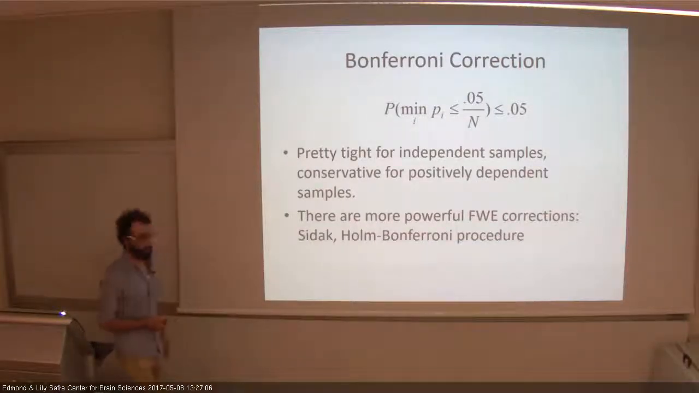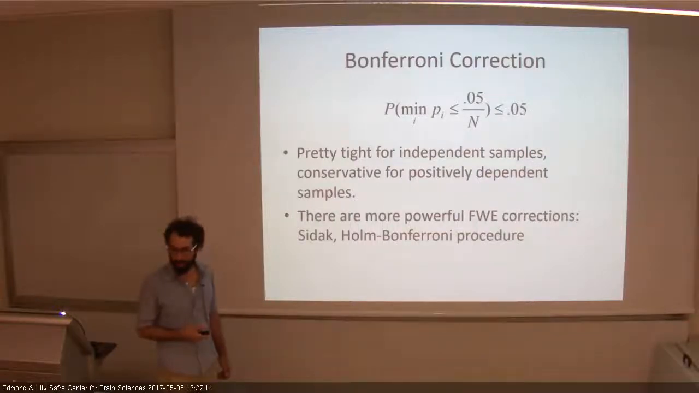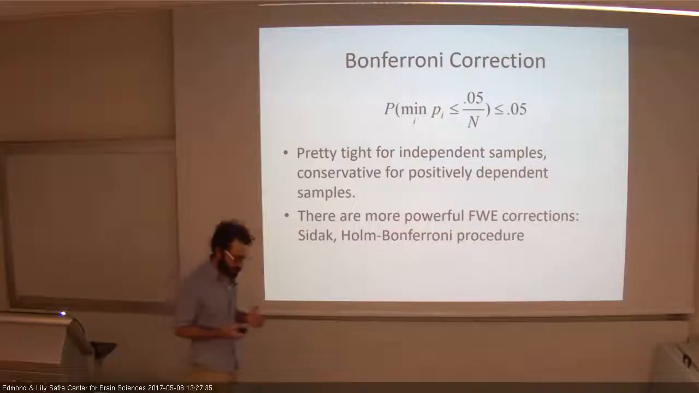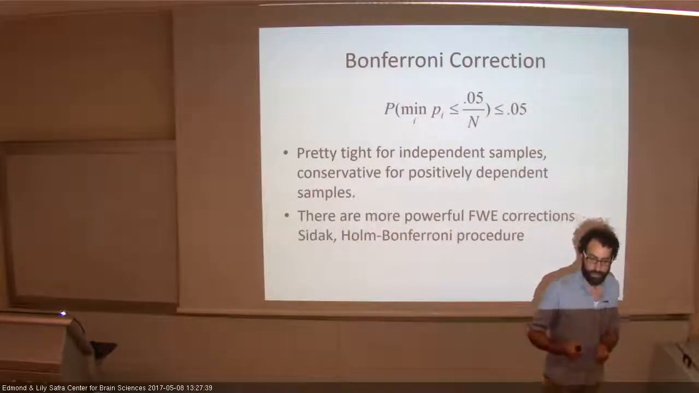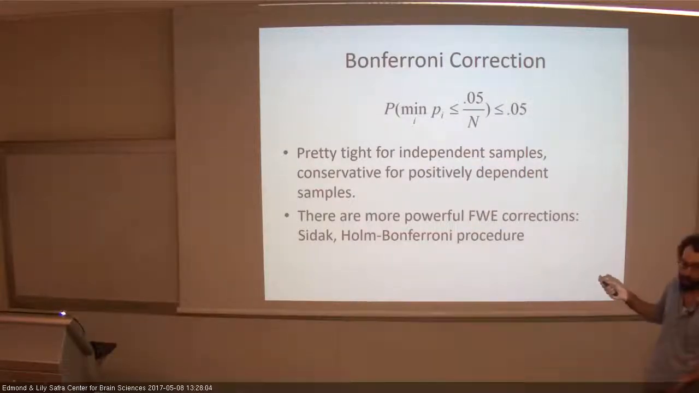So the easiest thing to do as an analyst is to apply the Bonferroni correction, which means dividing your critical value by the number of tests, or in our case, the number of voxels. For independent samples, it's a good correction, it's quite tight. For positively dependent samples, this is a highly conservative test. For example, think about the situation in which you take one voxel and you duplicate it, so you have the same responses in the duplicated voxels. Now, you didn't increase your probability of making a type 1 error, because if a type 1 error happens in the original voxel, it will also happen in the duplicate, and vice versa. But for Bonferroni, you now increase your n by 1.